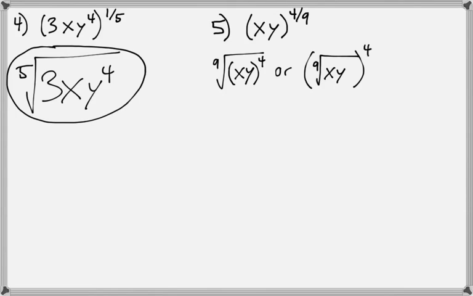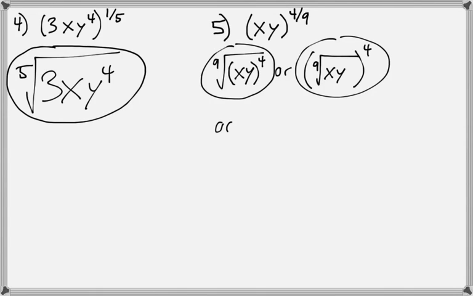So the denominator always tells you your index of your root. So the 5 here told us the 5 here. The 9 here tells us the 9 here. The numerator, that is going to be the exponent. And we didn't have to worry about it up until then because we always had a numerator of 1. So that really doesn't change anything with our radical. But here, when you have a numerator other than 1, then it needs to become an exponent. So either of these are okay.